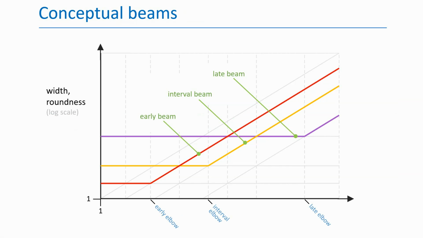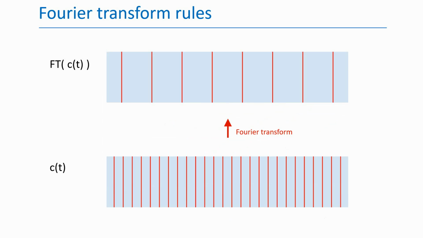We can understand many slit interference in terms of three conceptual beams. These are the early beam, the interval beam, and the late beam. Each beam starts as one of the static features and ends as one of the live features. Each beam also has an elbow. As you might guess, these are located at the early elbow, the interval elbow, and the late elbow, respectively. The conceptual beams don't explicitly exist in conventional optics, but they do roughly correspond to the conventional topic of Fourier transform rules. Let's review these briefly.